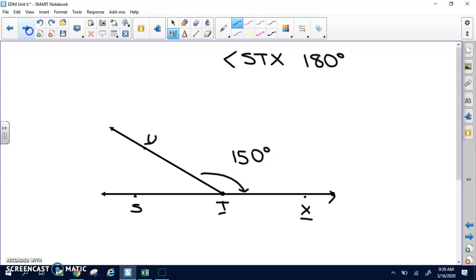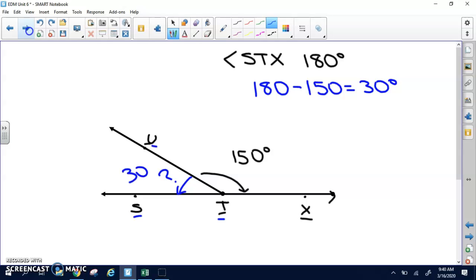So we are going to use that to help us discover our unknown angle of angle STU. So this one is our unknown, and we are going to use the same idea of taking 180 degrees of our straight angle, subtracting what we do know of the 150 degrees to see that our unknown angle of STU is going to be 30 degrees. So we're going to label that with our 30 degrees.